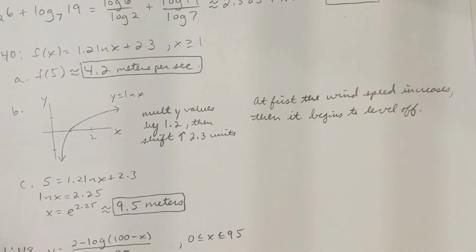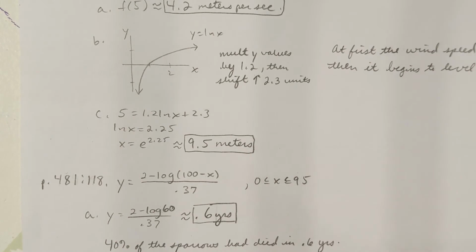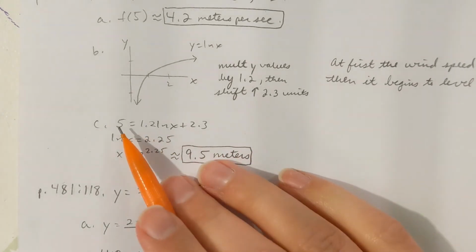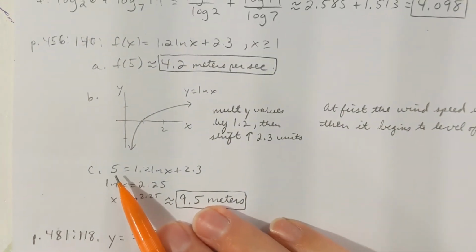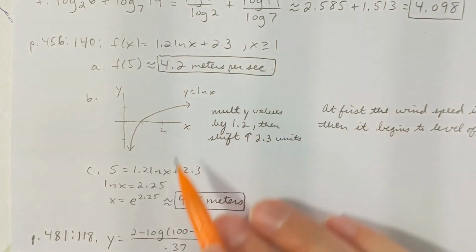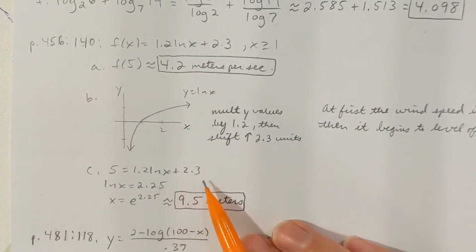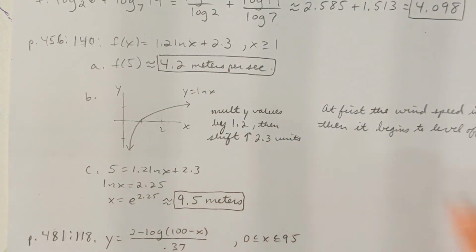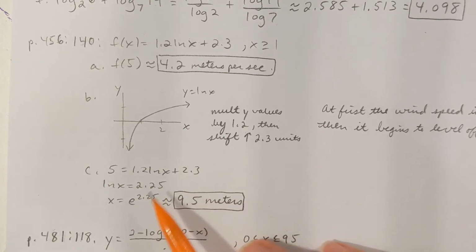F of x is the wind speed, and x is the height. So I'd want to set the wind speed equal to 5 and solve this equation here for x. If you subtract 2.3 on both sides, 5 minus 2.3 is 2.7, and then 2.7 divided by 1.2 is 2.25.